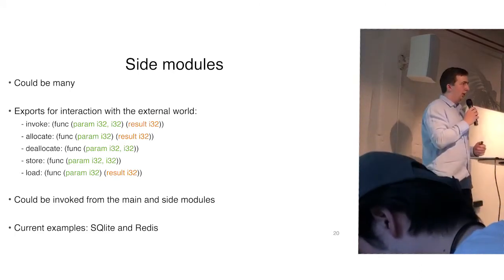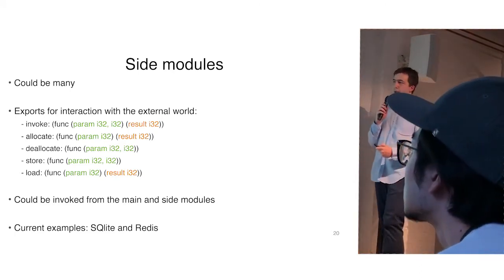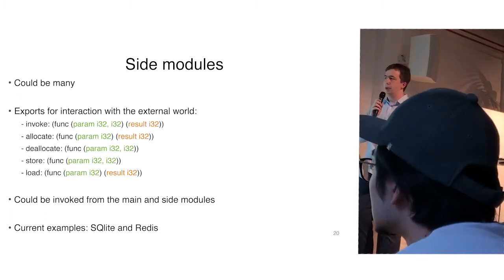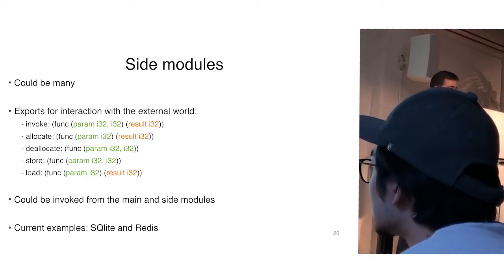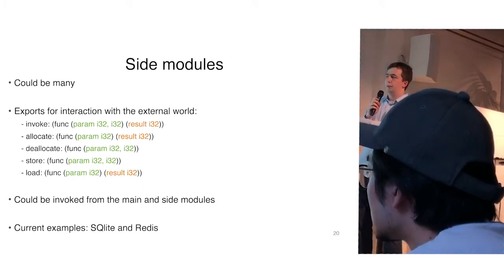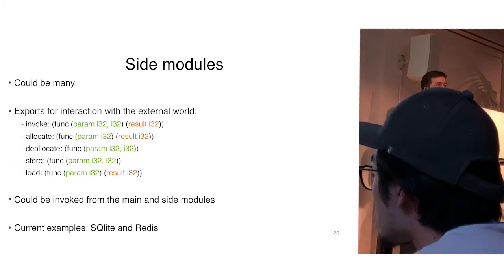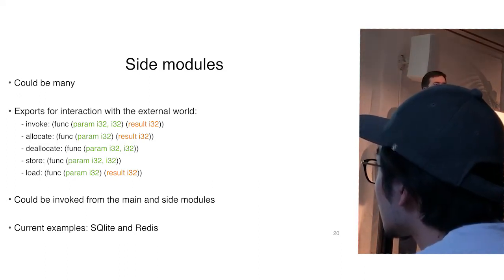Also, there can be a variety of side modules. Side modules have a slightly different API. You can see that the first three functions are the same as in the main module, and here we have two more functions: to store and to load bytes to and from WebAssembly memory.